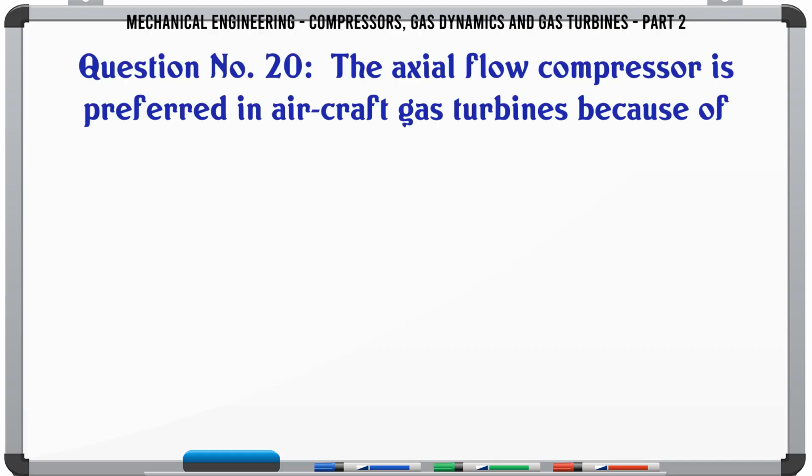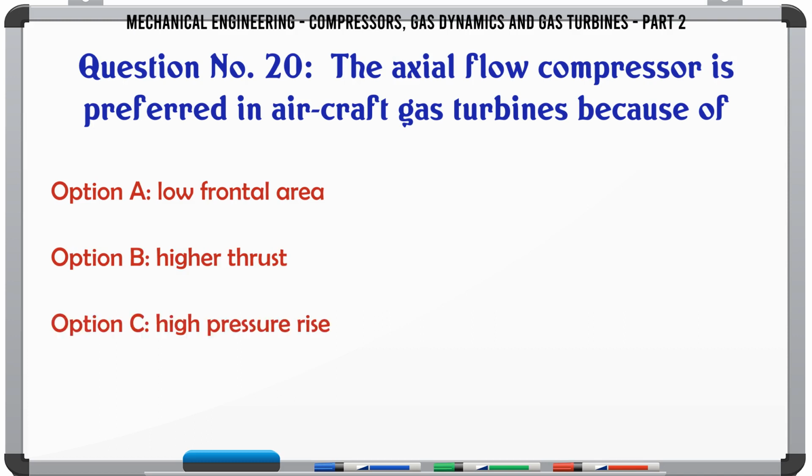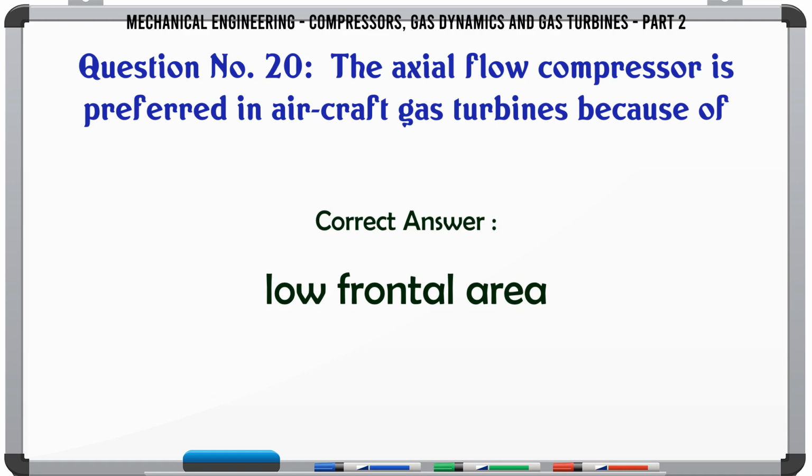The axial flow compressor is preferred in aircraft gas turbines because of: A, low frontal area. B, higher thrust. C, high pressure rise. D, none of these. The correct answer is low frontal area.